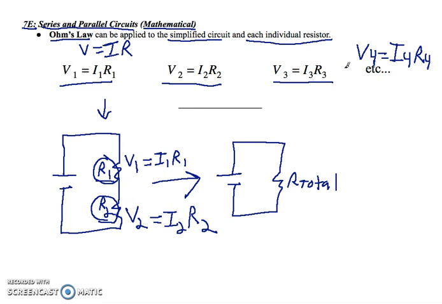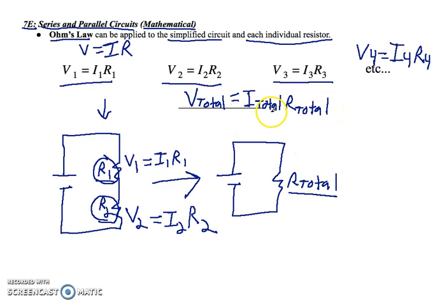You can also apply it to the simplified circuit. So this circuit right here, where you have R total equal to basically the combination of these two resistors, you can apply Ohm's law to this circuit as a whole. Ohm's law for a simplified circuit would be: the total voltage, the overall voltage supplied by the battery, is equal to the total current, the current that comes out of the battery, times the total resistance, the combination of all the resistors in the circuit.